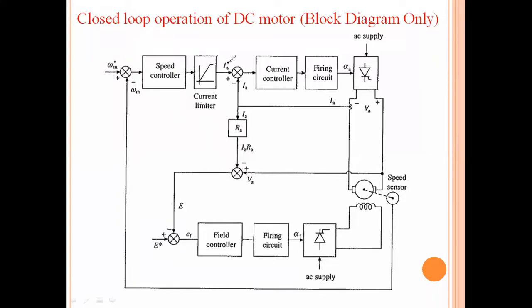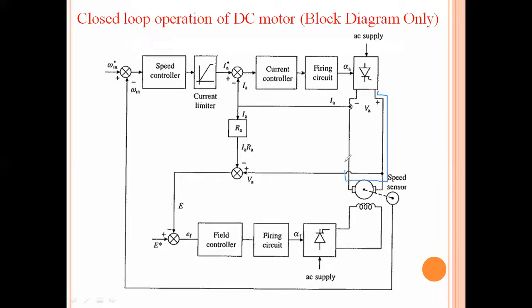Star represents a reference signal. So this reference signal will be given to the inner current loop. This reference signal will be helpful for the inner current loop. Okay, the armature current IA: this is the converter, any of the converters, and this is the motor.